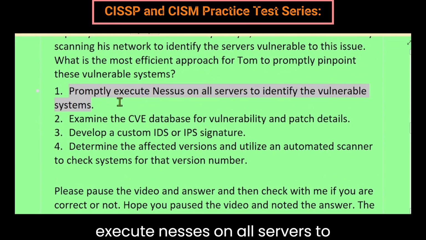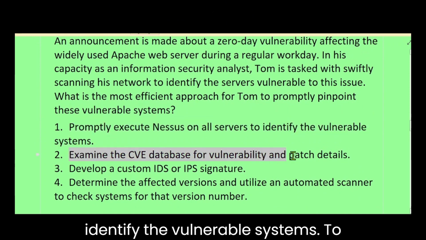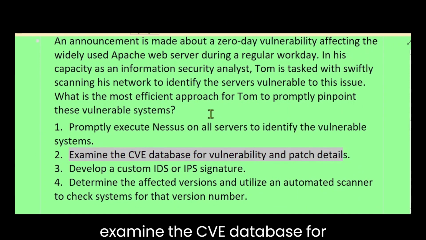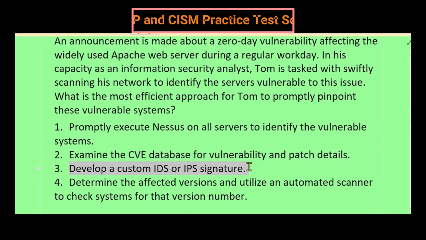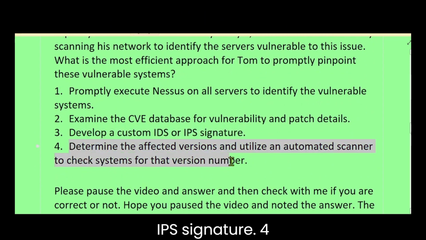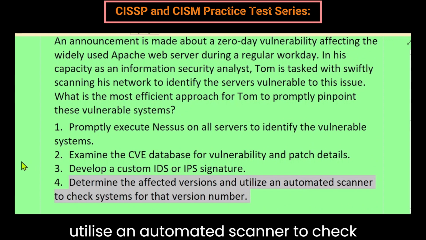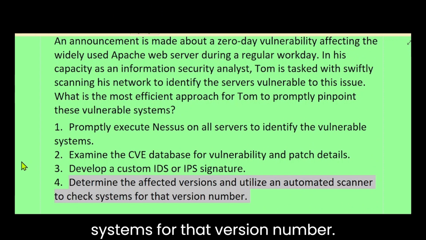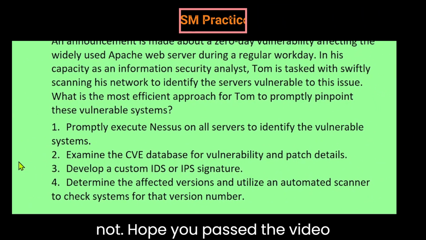1. Promptly execute Nessus on all servers to identify the vulnerable systems. 2. Examine the CVE database for vulnerability and patch details. 3. Develop a custom IDS or IPS signature. 4. Determine the affected versions and utilize an automated scanner to check systems for that version number. Please pause the video and answer, and then check with me if you are correct or not.